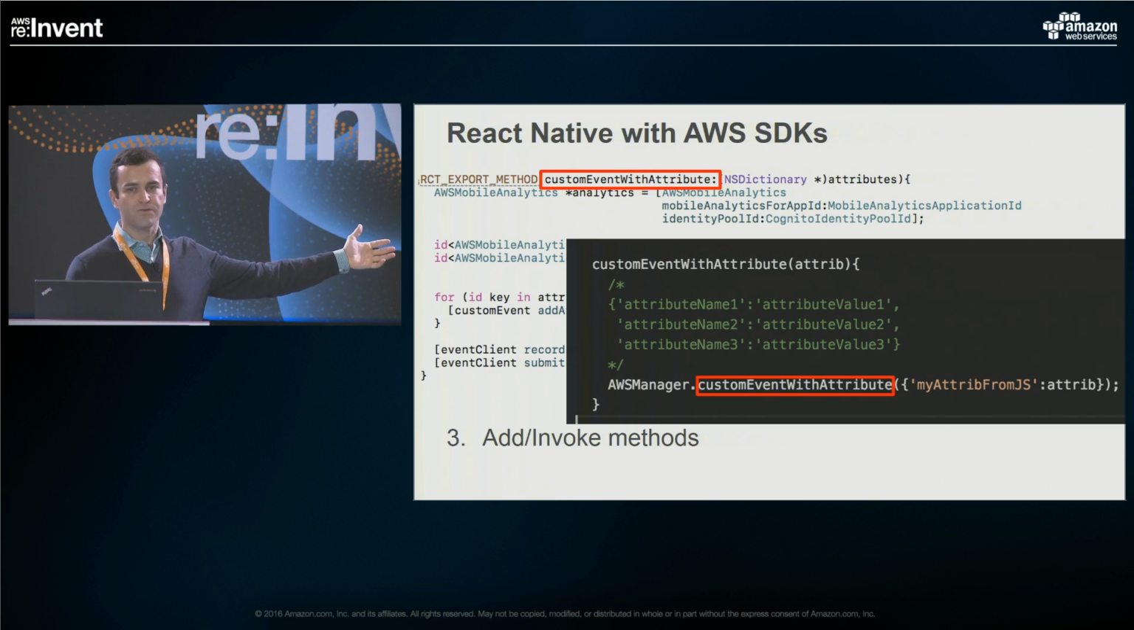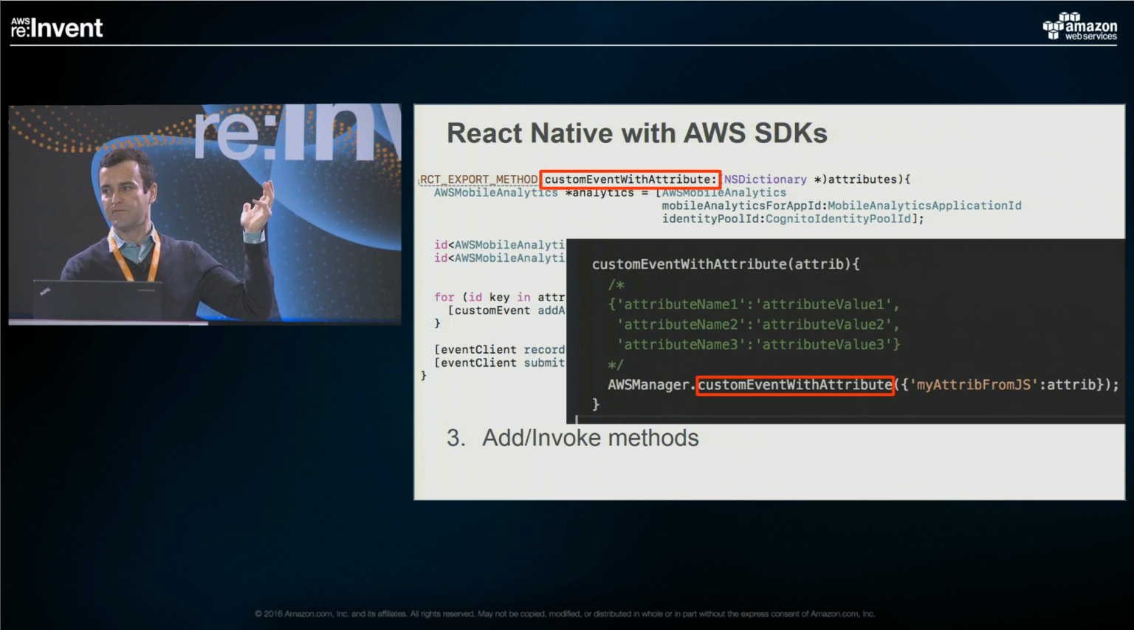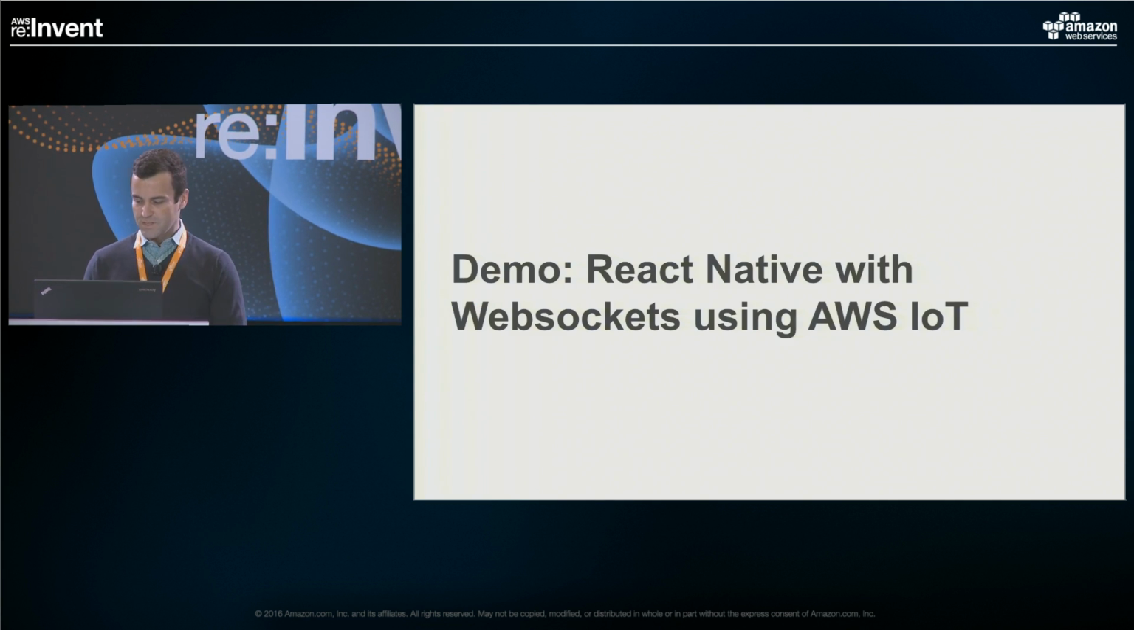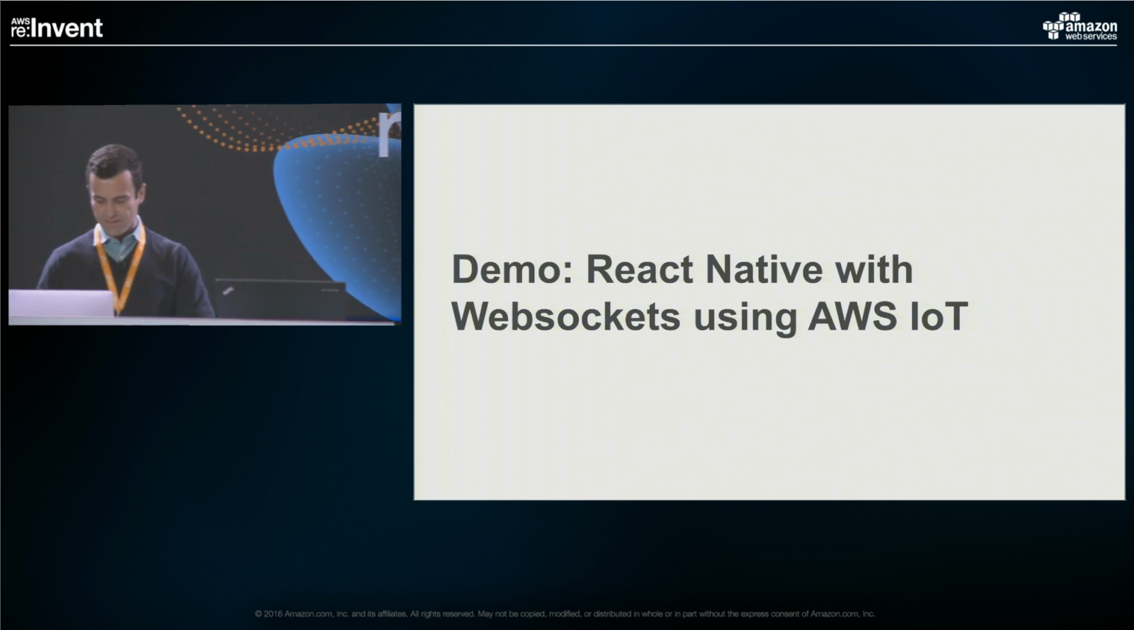They happen to be macros on the iOS side in Objective-C. They're attributes that you set in Java on the Android side. And you're accessing the full-fledged set of AWS services from React Native. So what does this look like? Let me switch over here. Give me 1 second.